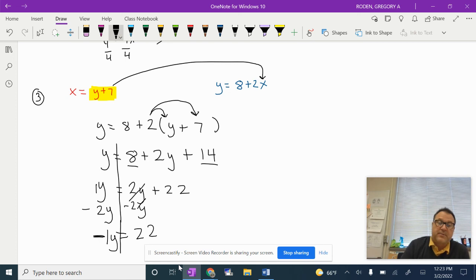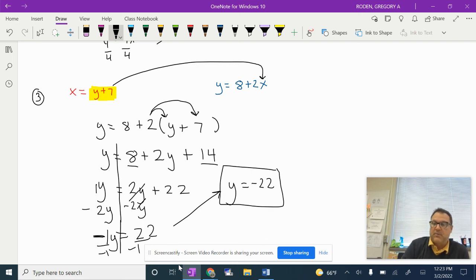Now what we have to do is divide by negative 1 to solve for our final answer. So y is going to equal, what's 22 divided by negative 1? 22 divided by negative 1 is negative 22. So we just figured out that y equals negative 22. Now, once we know that y equals negative 22, we can put it in for this y up here, and now we have to figure out what x equals.